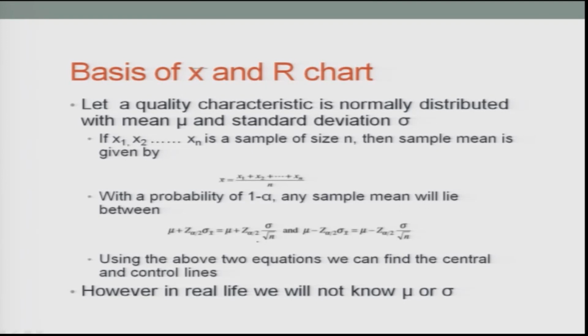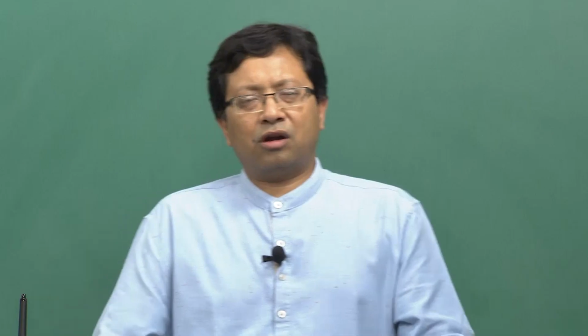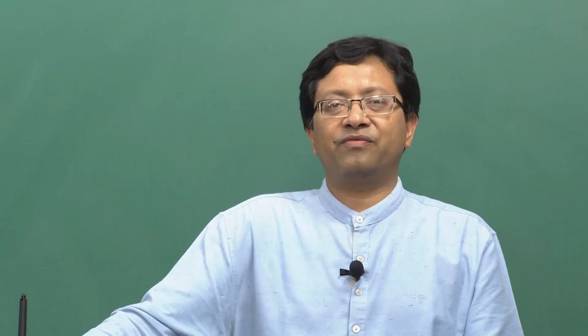Now, the basis of X bar charts and R charts: X bar is with respect to the sample mean, and R is with respect to the range, which gives information about the dispersion. Let a quality characteristic be normally distributed with a mean value of mu and a standard deviation of sigma from the population. Along the day, at 9 o'clock in the morning, you pick up n observations. n can be 30, 40, 50, whatever it is. These x1 to xn are a sample of size n, and you want to find out whether the central tendency, the mean value, is changing.